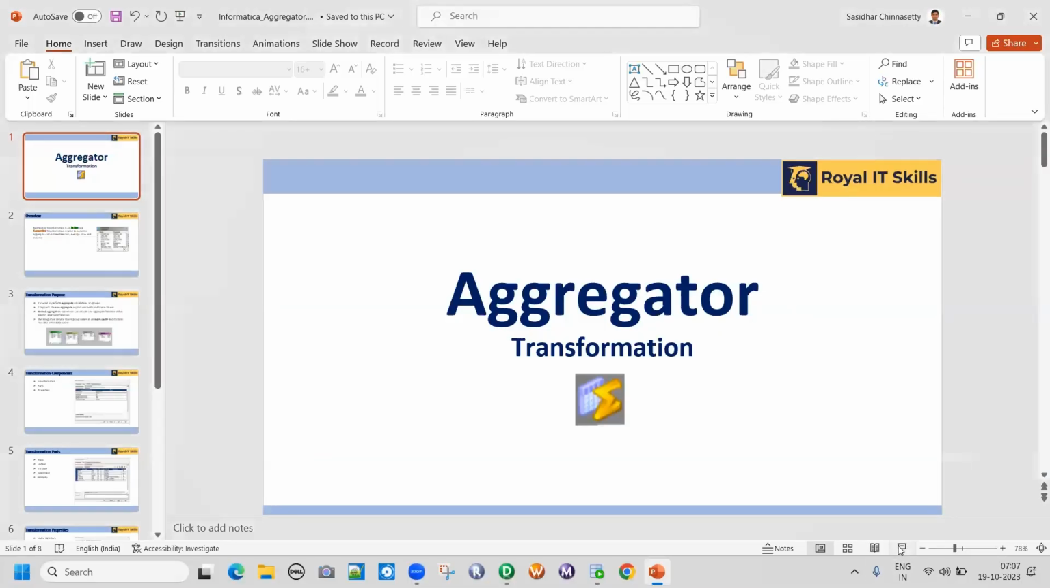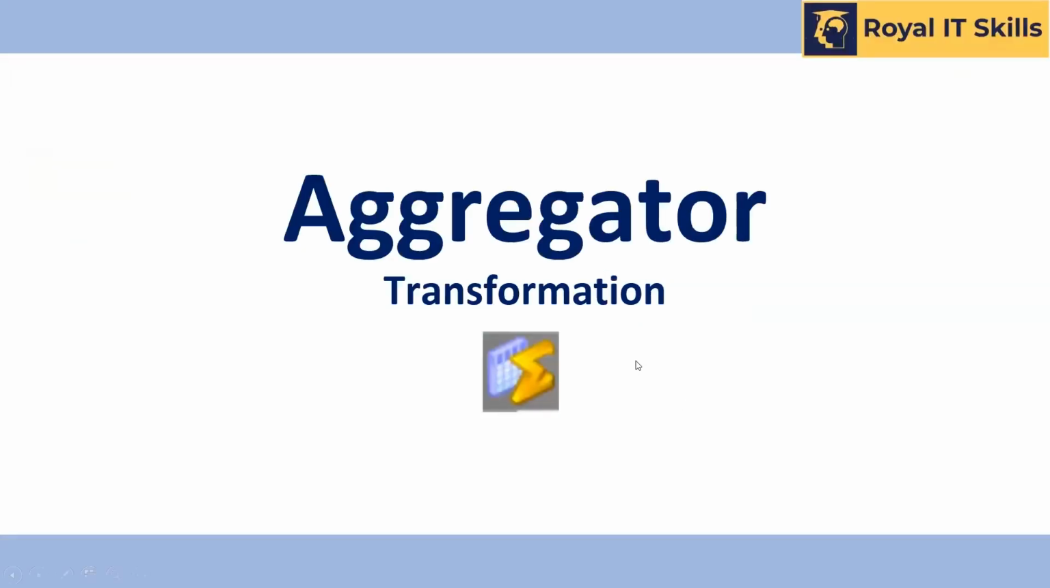Okay, so let's start with aggregator today. So aggregator transformation. So this is the symbol. So it's like a sigma symbol with a table. So this is called aggregator transformation.